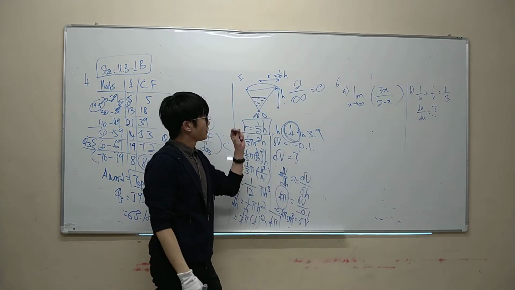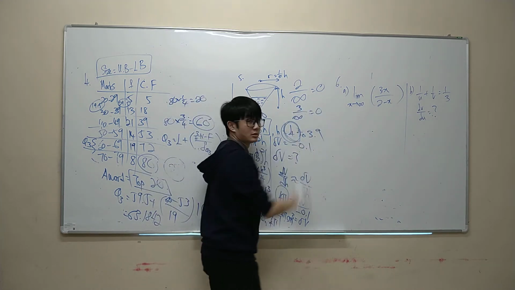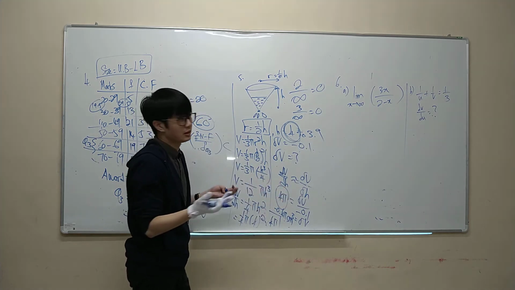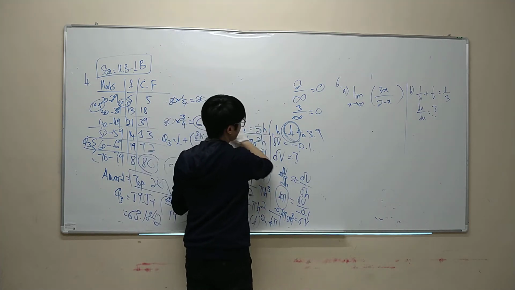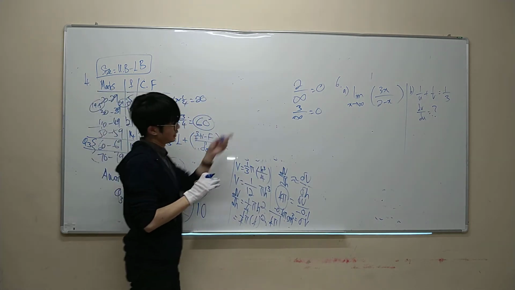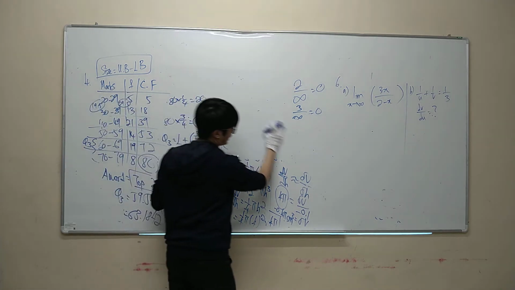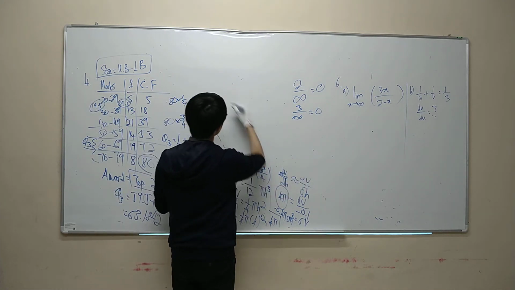Okay? 3 divided by infinity? 0. Okay, maybe you don't believe me. Maybe you are, how to say, skeptical. Like, is 2 divided by infinity really 0? Alright, I can prove it to you.